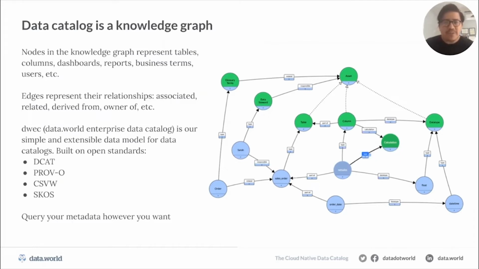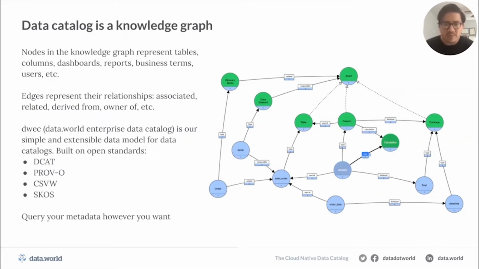And I want to start relating all these different concepts together. For example, Sarah, who is my data steward, is the person who's responsible for a particular database or for a particular set of tables. I want to be able to say that this table is derived from this other table, and that starts to represent lineage information.